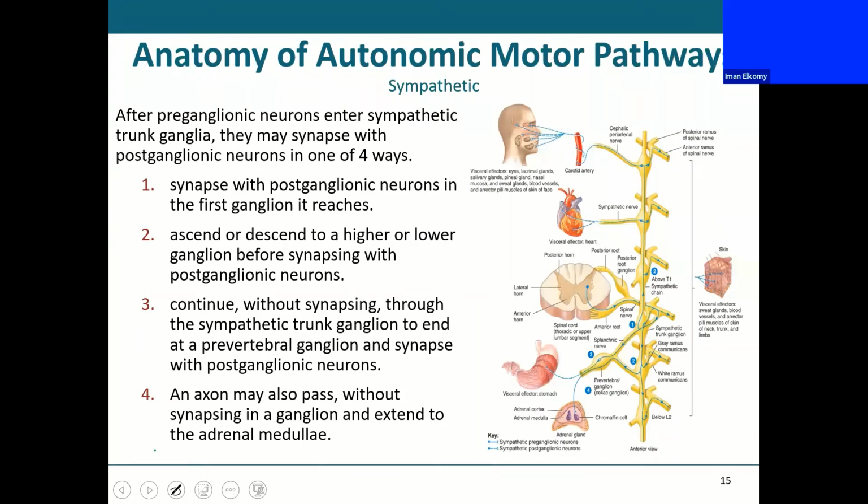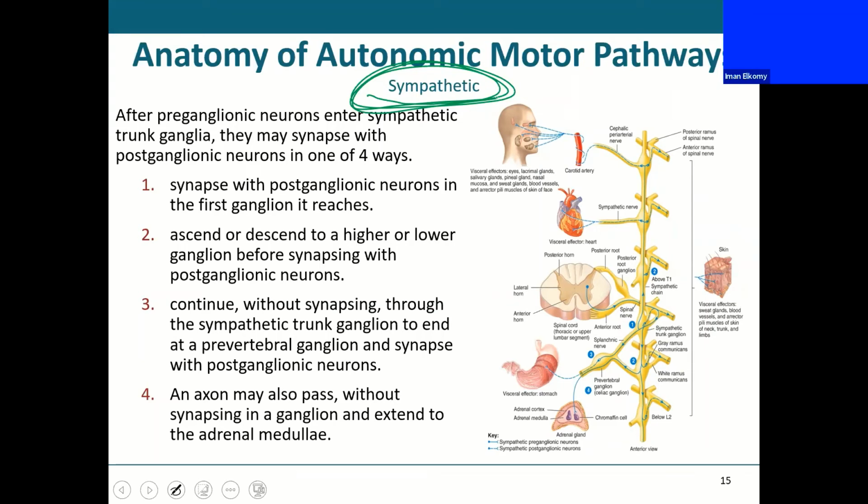All right, let's talk about sympathetic. Please note we are only talking sympathetic right here. I couldn't write it any bigger because there was no space on this slide. What happens with this preganglionic neuron when it leaves the spinal cord and goes to a sympathetic ganglia? Where does it synapse with that postganglionic neuron? The reason we have it all written out is because there are four different options of what could happen.